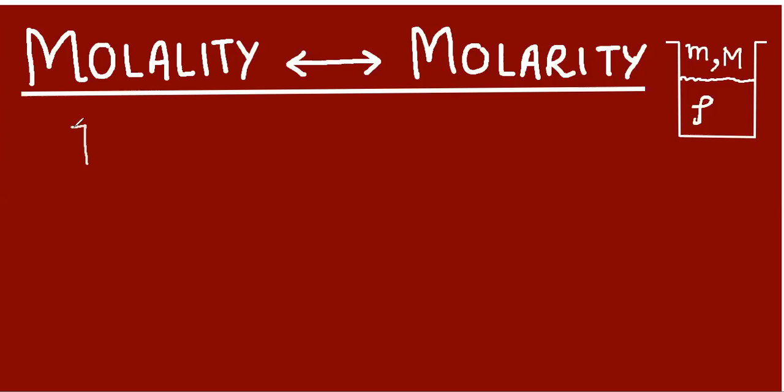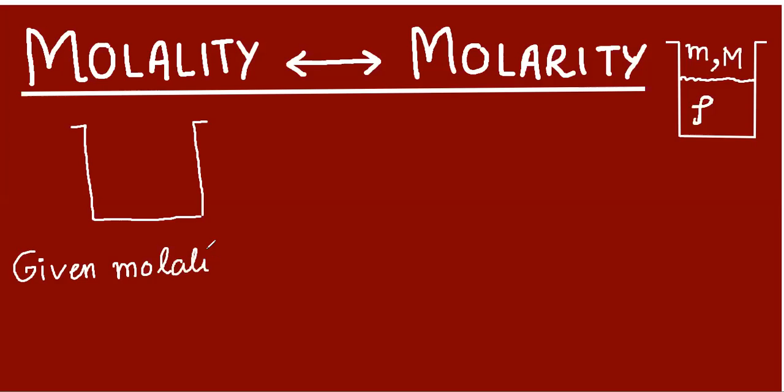There is a beaker, let's say, and it has some molality. So we have this given molality. That means you know how many moles of solute are there in 1 kg. So if molality is m, then you can claim this thing. You will say there is m moles of solute in 1 kg water.